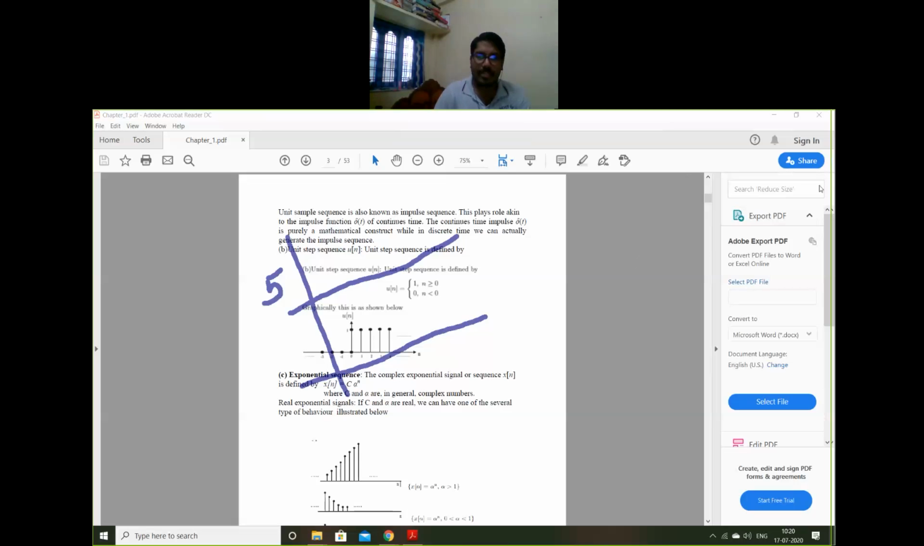Yeah. So this is 5 volts. Can someone tell, please mute your mic, someone is talking.